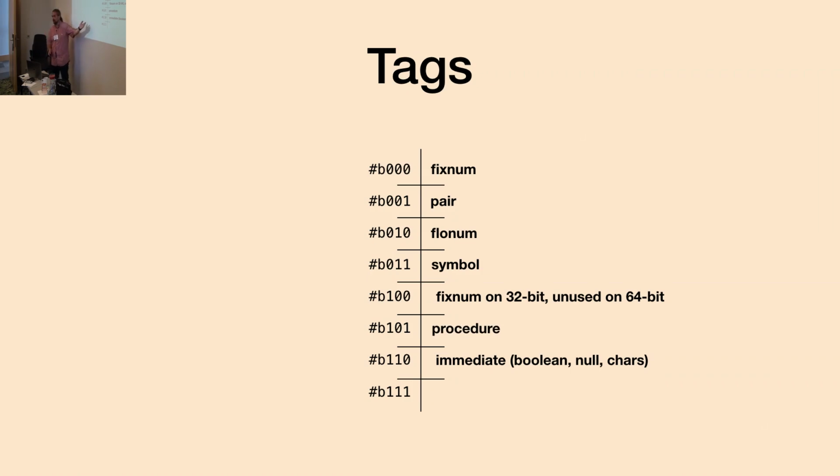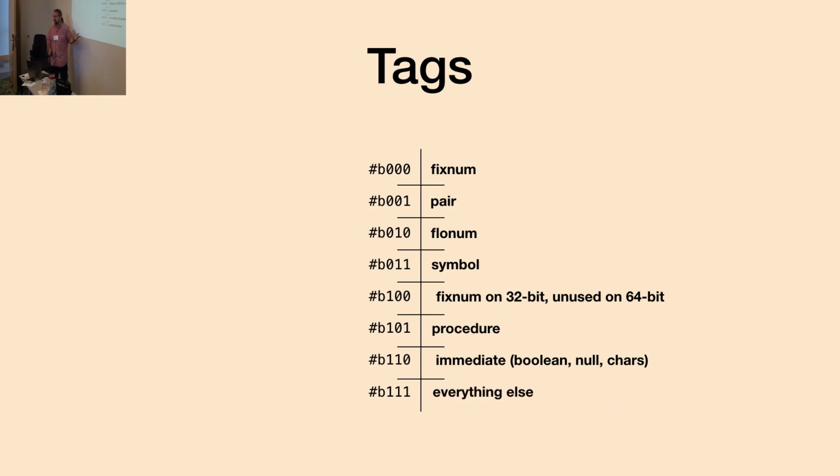And then one of our other primary type tags here is used for procedures. Again, procedures are pretty common. We also want function calls to be fast. So if we're checking whether or not we have a procedure, we want to be able to just look at it, know that it's a procedure, and go off and call the appropriate function.